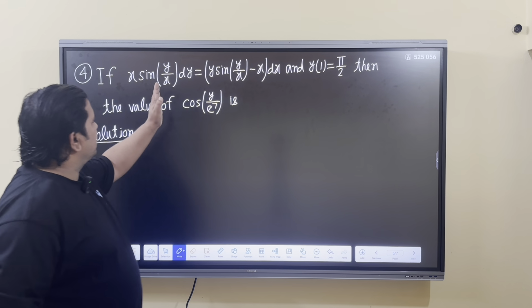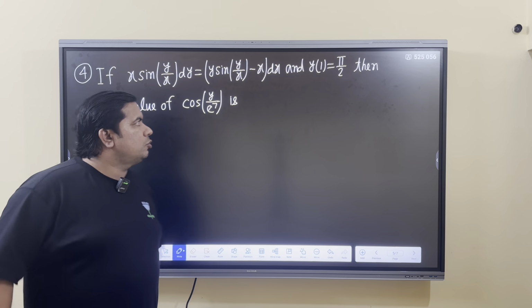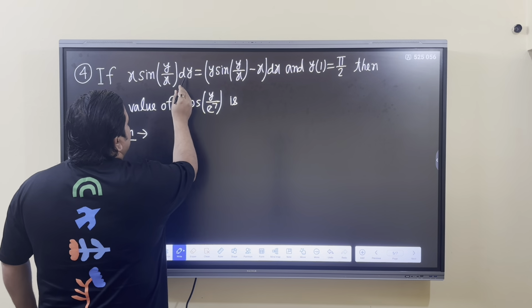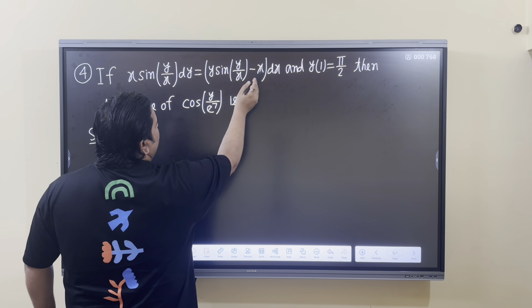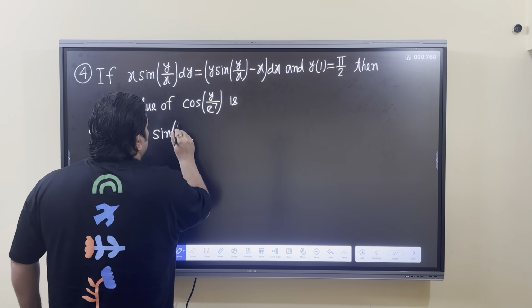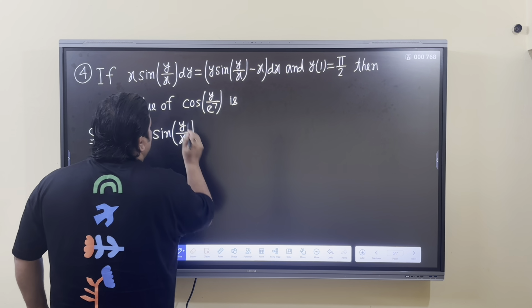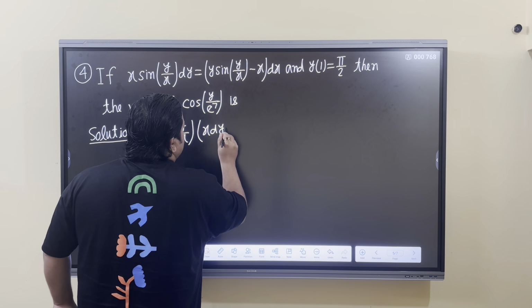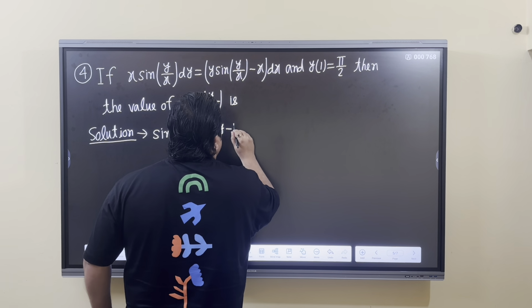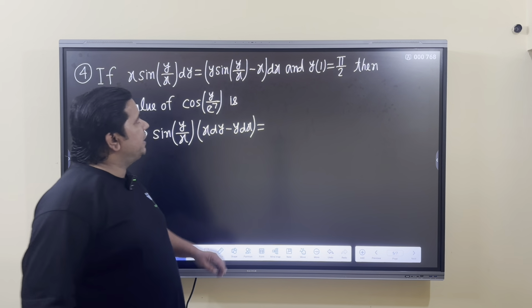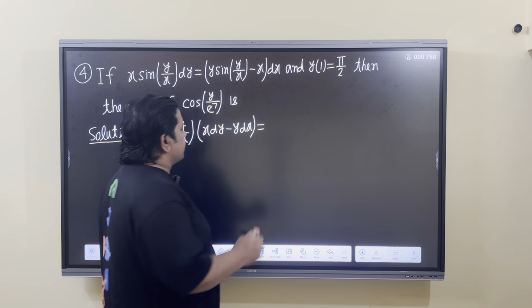So if we bring the sine y by x term to one side basically, so what will we get? x into sine y by x dy, and that side y into sine y by x dx. So if sine y by x can be taken common, then left side what will remain? x into dy minus y into dx, and the other side what will be left? Minus x dx.